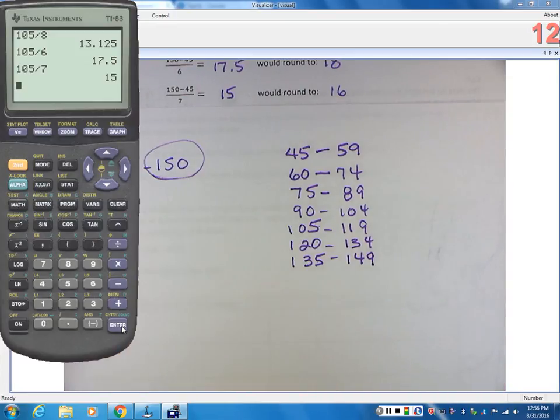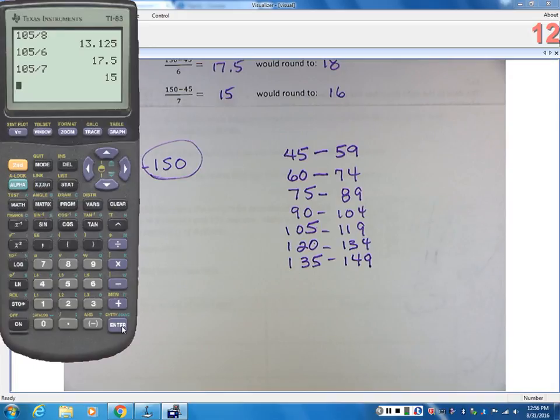Where does 150 go? I don't have a class for 150. Okay? That's why you round up. If you don't round up, your last class won't have sufficient room in it for your highest data value. So that's why you round up.